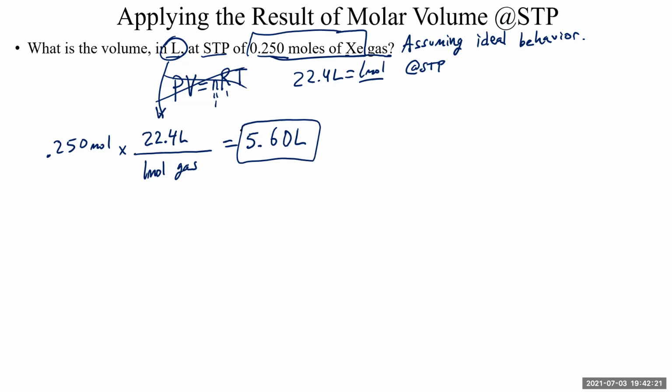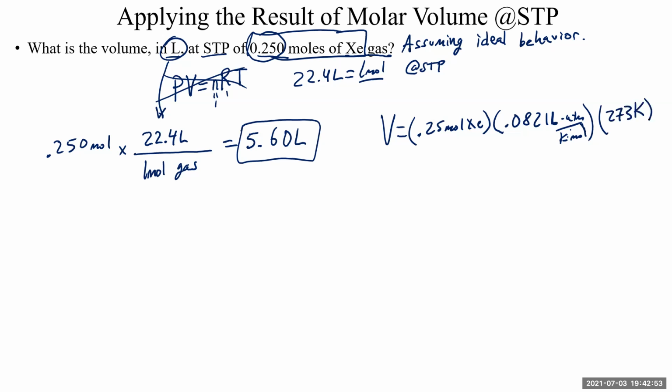Now, of course, if you did not remember this, it would be easy enough just to plug all of this in. V equals, now this time, since we're calculating for 0.25 moles, it would be 0.25 moles of xenon gas times R, liters atmospheres per Kelvin mole, times our temperature, which of course is going to be 273 because that's the standard temperature in Kelvin, divided by our standard pressure of 1 atmosphere. So we plug all of that in and we get exactly the same thing.